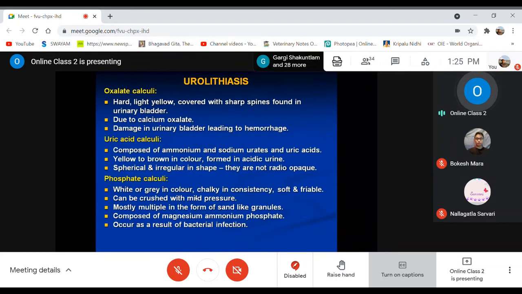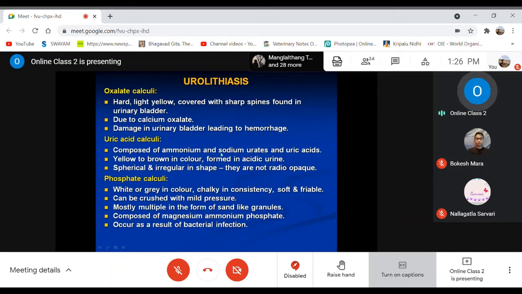And their structures are also different. Suppose in the case of oxalate calculi, they are mostly hard, light yellow, and may be covered with very sharp spines. Because of this, they may cause hemorrhagic lesions in the urinary system, like in the urinary bladder, for example, because of the presence of these sharp spines covering the surface of those calculi. And they used to be very hard.